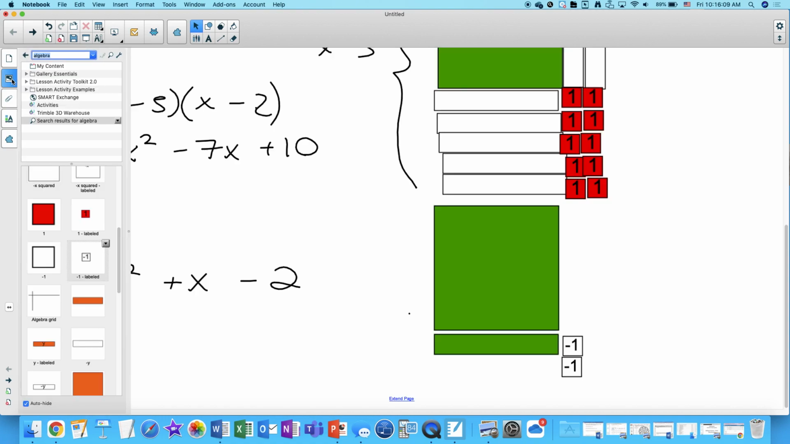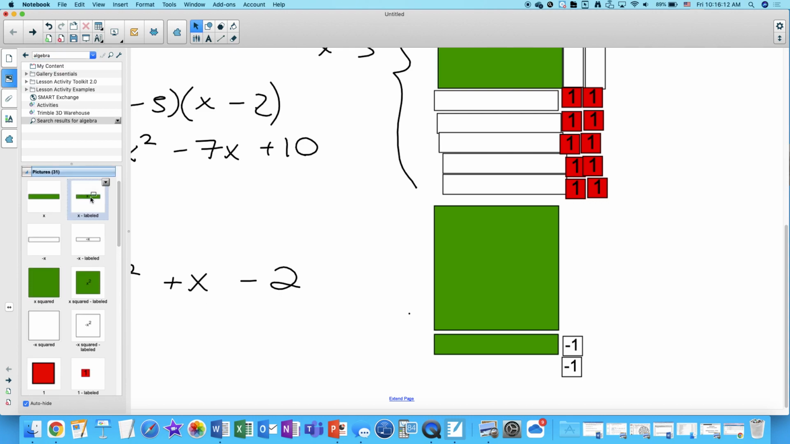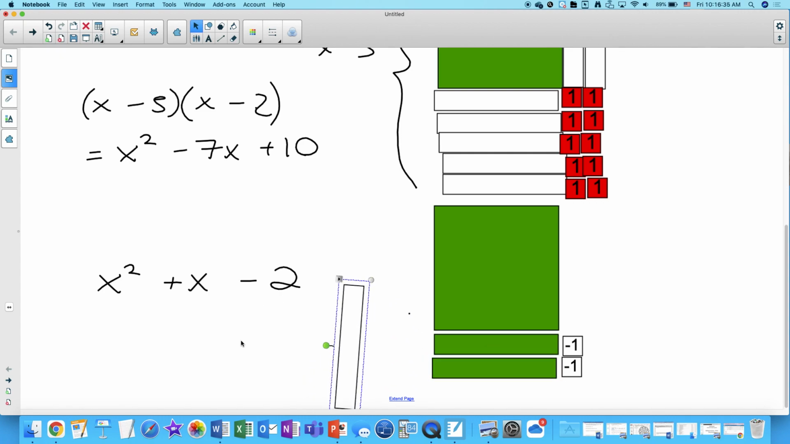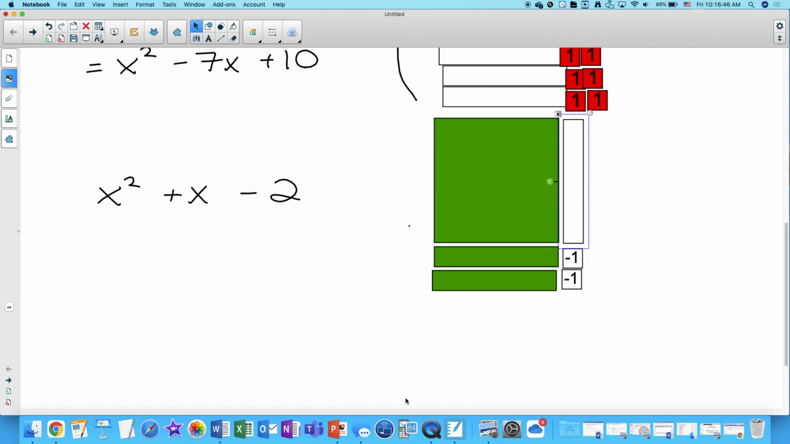If I take a positive x and a negative x at the same time, this is still 0. This is still the same polynomial that I started with, right? Because these guys equal 0. But now I can do this. And now I have a rectangle. Okay, so that's another thing that could happen, is that you may actually have to add in extra tiles through zero pairs to be able to make your rectangle.